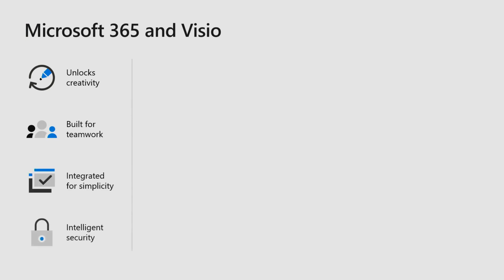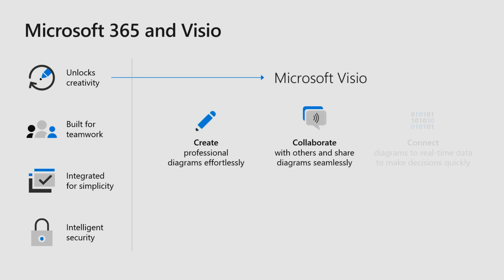So before we start, let me just talk through how we think about Visio. Where does it fit in the whole Office ecosystem, right? So Office has these four pillars, right? Unlocks creativity, built for teamwork, integrated for simplicity, and security. Where Visio fits is unlocks creativity.